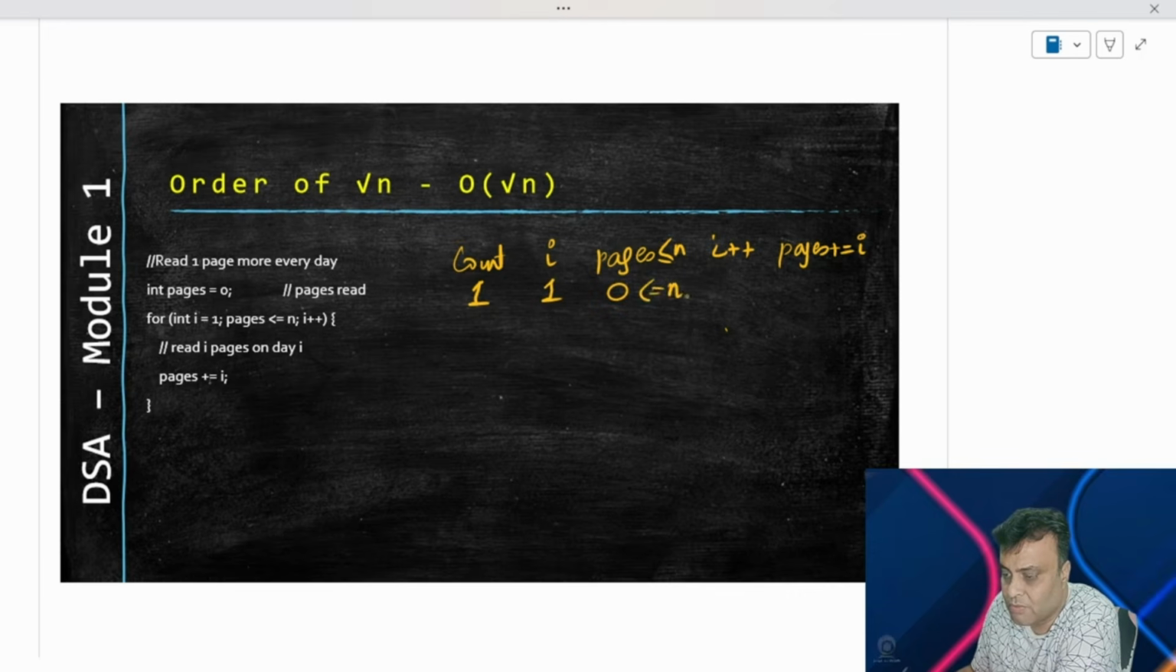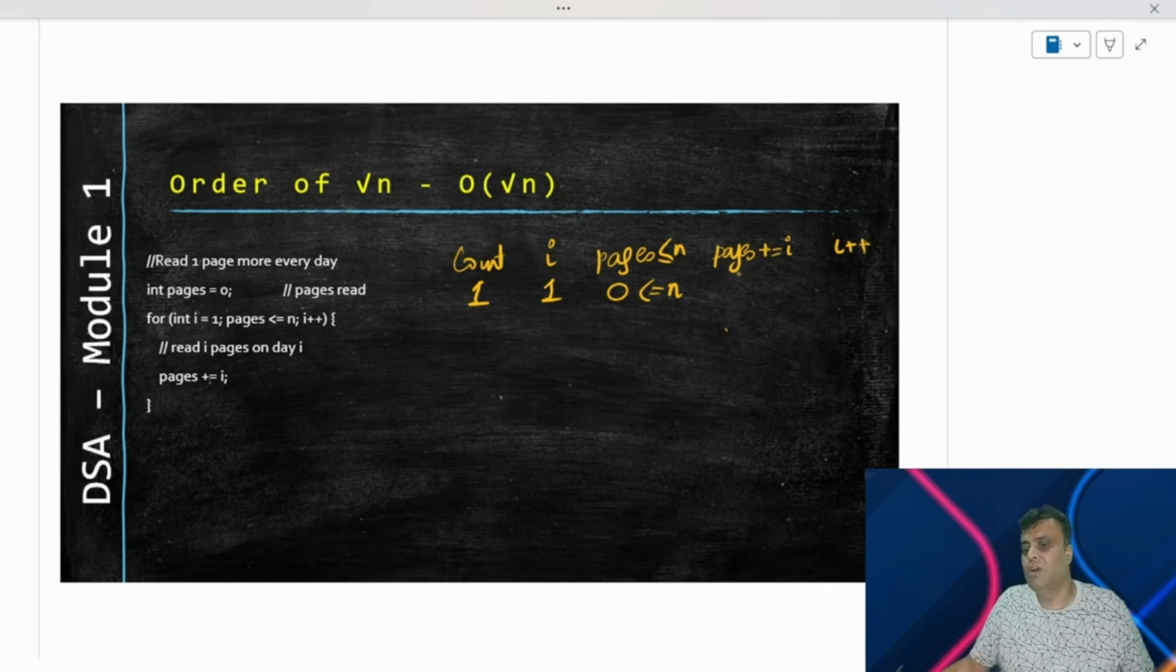That will be true. Right? And I plus plus. First of all, what will happen is not I plus plus. First of all, our pages plus equal to I will happen. If you are aware of how C works, that's what will happen. So first of all, pages plus equal to I will happen, and then your I plus plus will happen. So your pages plus equal to I will actually go from where to where? Let us see that. So pages plus equal to I. So pages is what? 0.